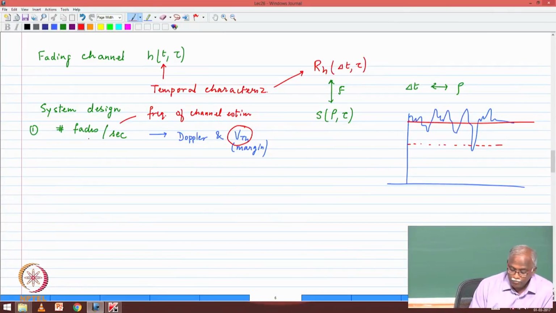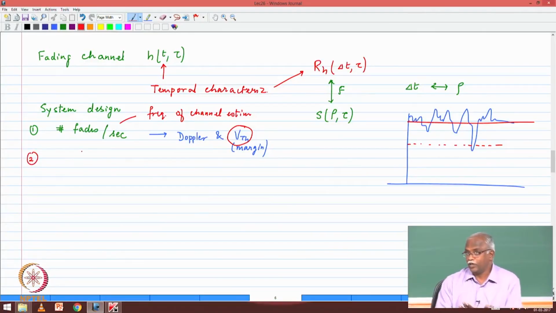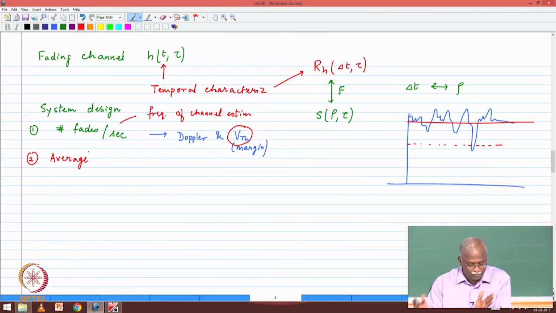So one is the number of fades per second. The other very important system design parameter, which we actually talked about quite extensively in the context of the interleaver, was the average duration of a fade. Once a fade occurs, how long will it last and how many symbols or bits will it affect? So, average duration of a fade.